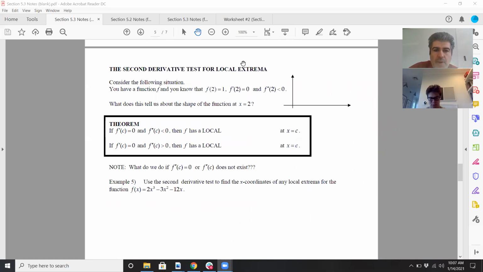So f of 2 is 1, great. f double prime of 2 is 0, great. So that means we're going to have a horizontal tangent here. And f double prime is less than 0, so you're concave down. So I'm going to expect the graph to look like this, because if I draw tangent lines, that's positive, then 0, then negative. My tangent lines are decreasing in value.